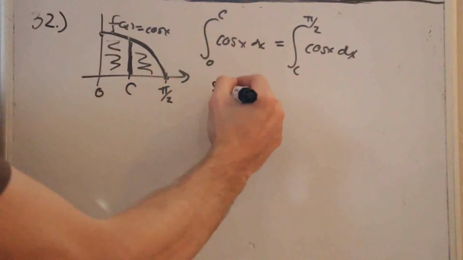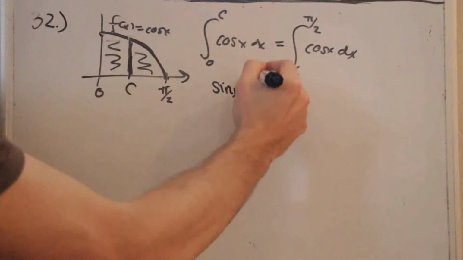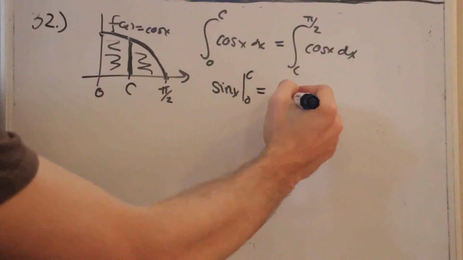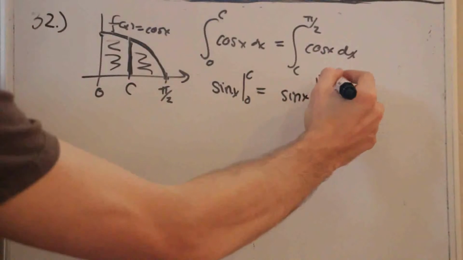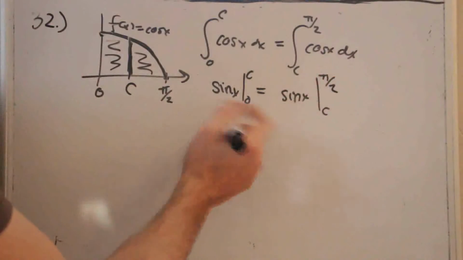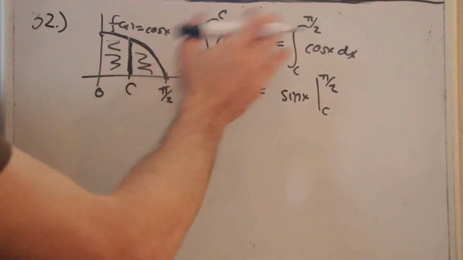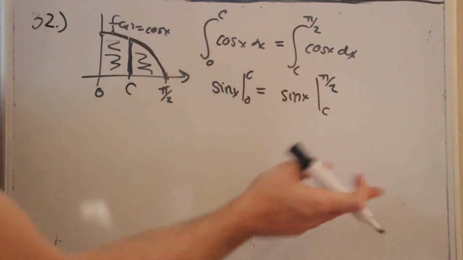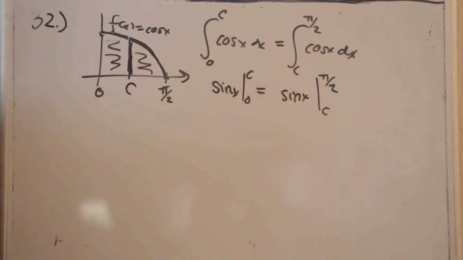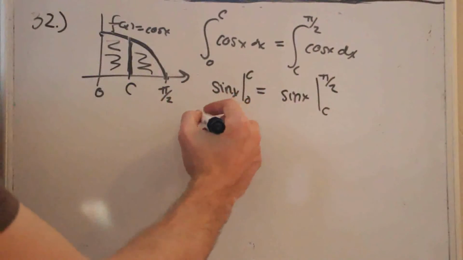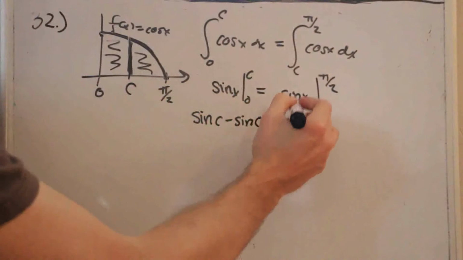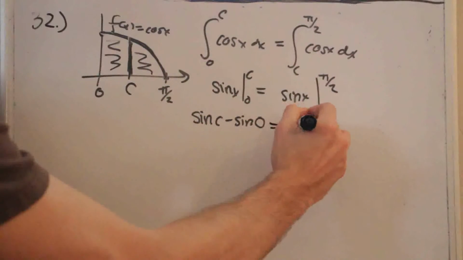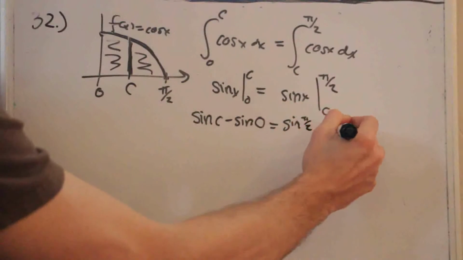Well, all we have to do is take our integrals. The integral of cosine x is sine x from 0 to c equals, this one here again is sine x, same integral, except this time it's c to pi over 2. So I evaluate these integrals. I've already got the equation here. This equals that. Now I just have to plug in for c, and once I plug in, I should be able to get an answer for what c is. So I'm evaluating my integrals now, and I get sine of c minus sine of 0 equals sine of pi over 2 minus sine of c.